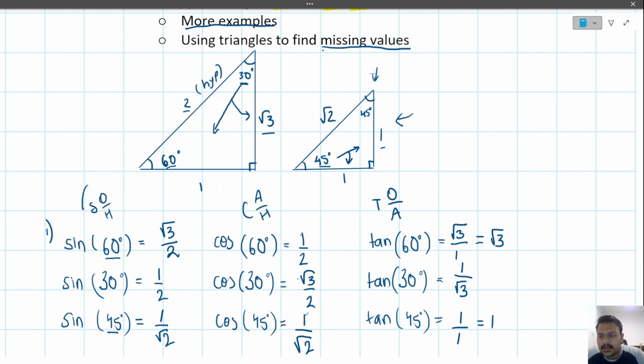Okay, so the main thing that we have learned, or should know by now, is just applying it to a triangle.